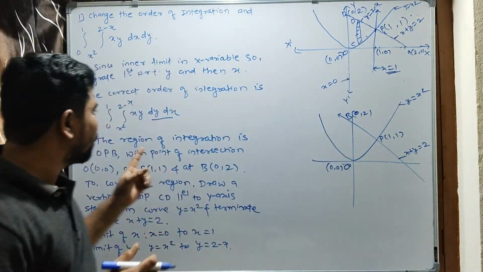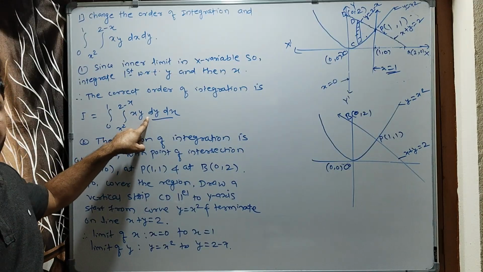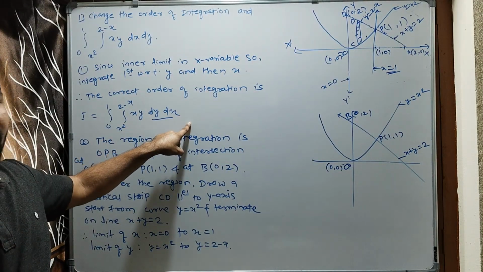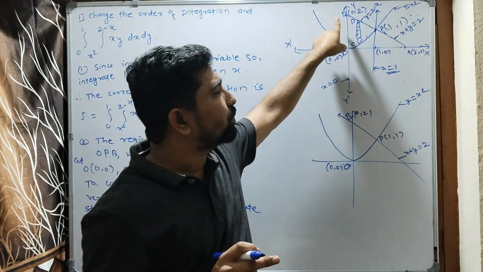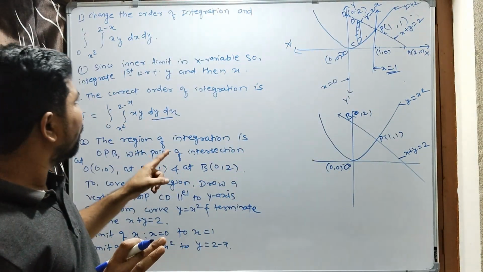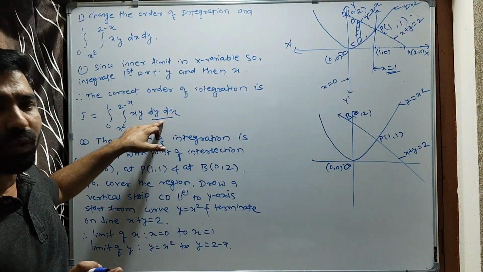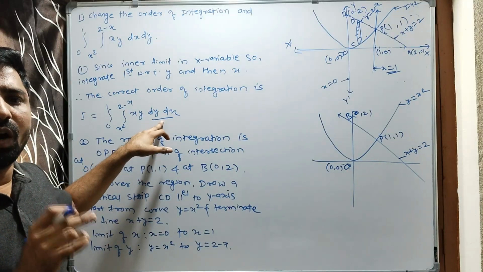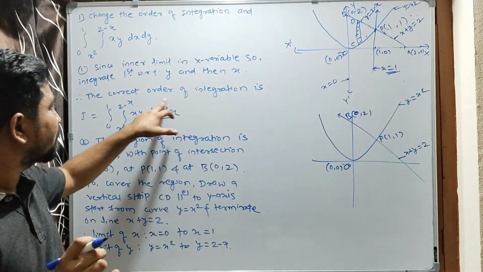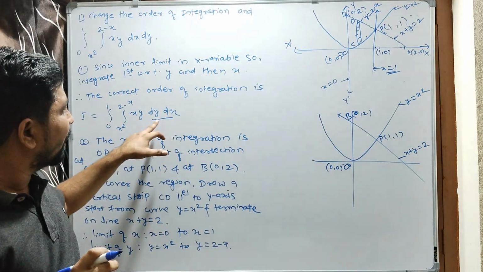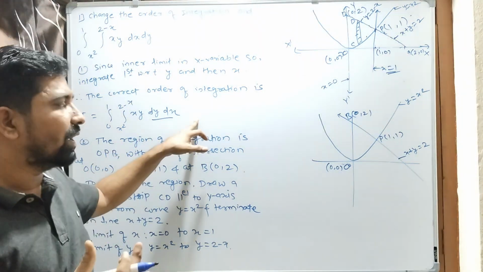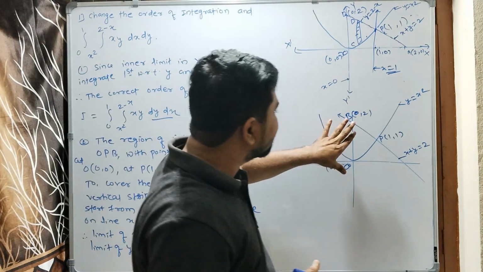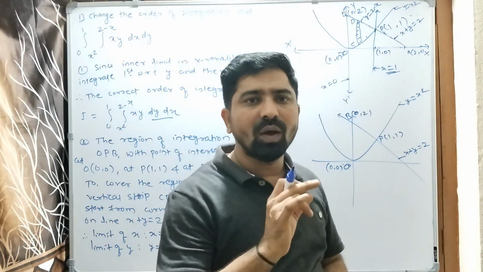In the given question, we first integrate with respect to dy and then dx. If you are integrating first with respect to dy, use the vertical strip which is parallel to the y-axis. But now they are saying change the order of integration with respect to this correct order. So now I want to change this from dy dx to dx dy. I want to cover the same region with the help of a horizontal strip.